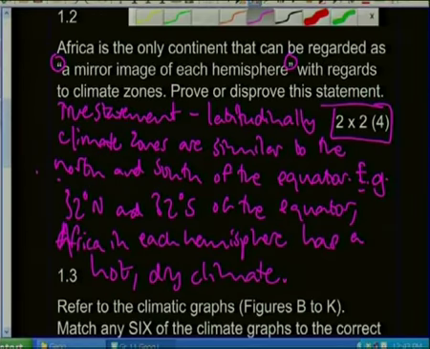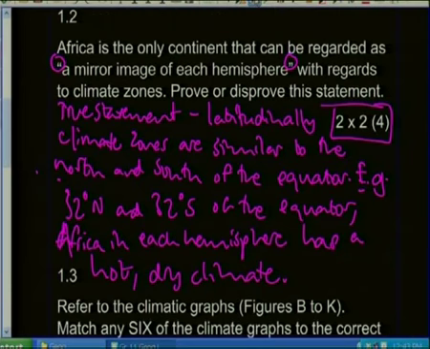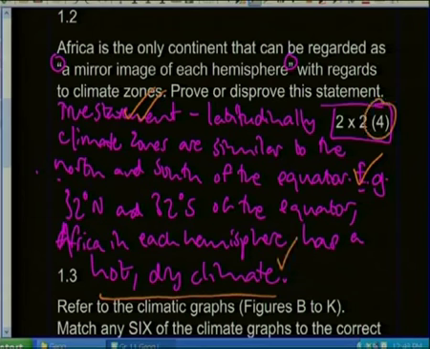Okay, now how are you going to get all your marks in this answer? Let's have a look very quickly, and we'll use a nice orange color to show the mark allocation that your teacher is probably going to do. It's a true statement because you've thought about proving or disproving that statement. That was the first bit of work you had to do, 2 marks. And then here's your reason. Latitudinally, climate zones are similar to the north and south of the equator. For example, 32 degrees north and south of the equator, Africa in each hemisphere is very hot and dry as a climate region. 4 marks, 2 times 2 gives you 4.